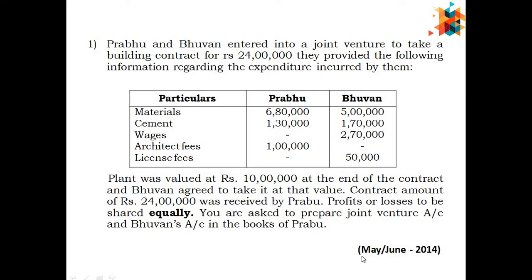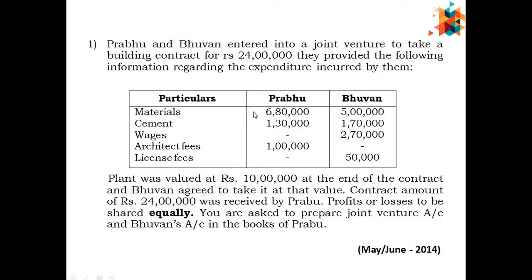This is a question paper problem taken from May-June 2014 of BBA, Mysore University. Here, Prabhu and Bhuvan entered into a joint venture to take a building contract for 24 lakh rupees. This 24 lakh you are supposed to take in the credit side of the joint venture account.